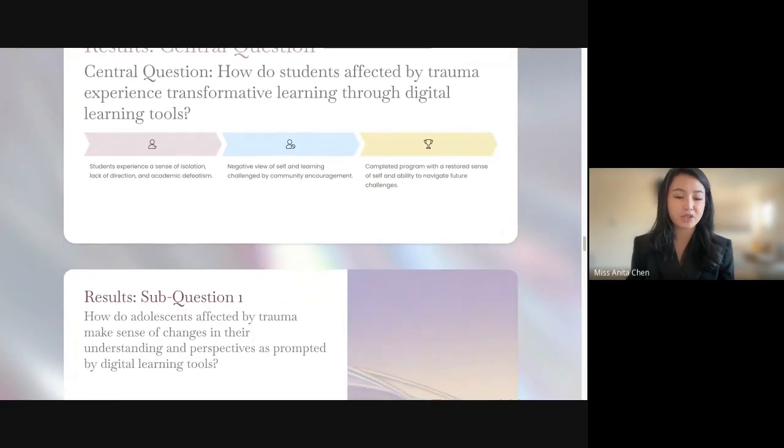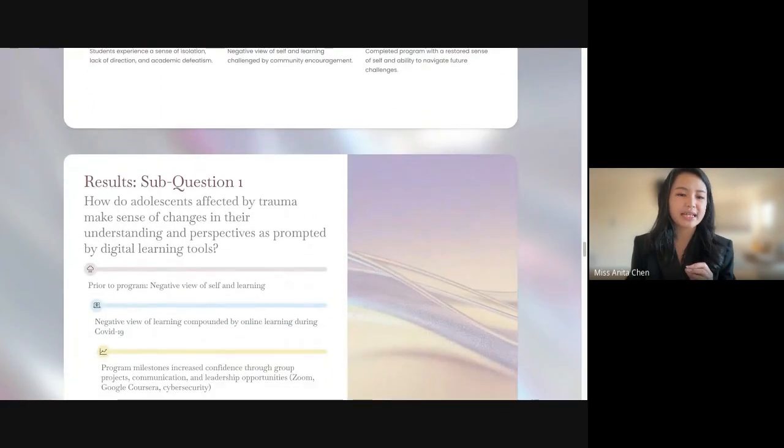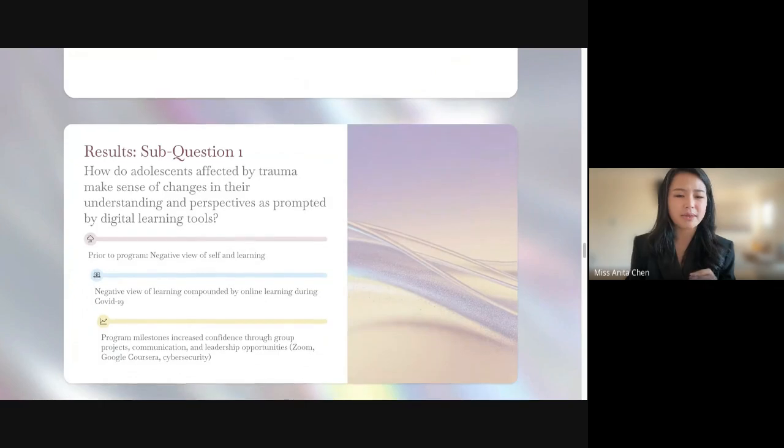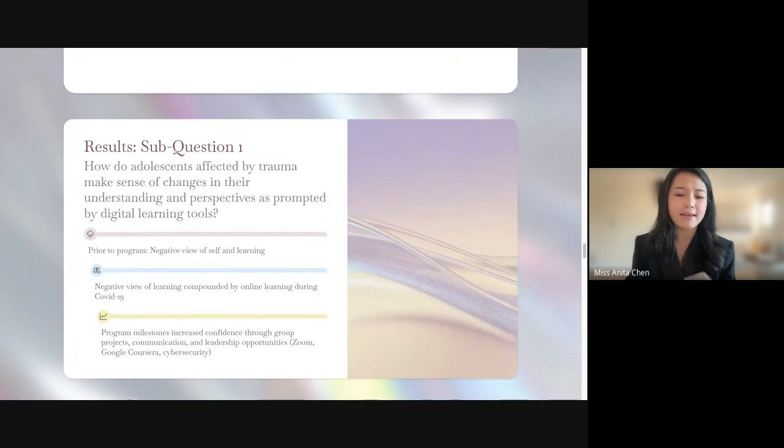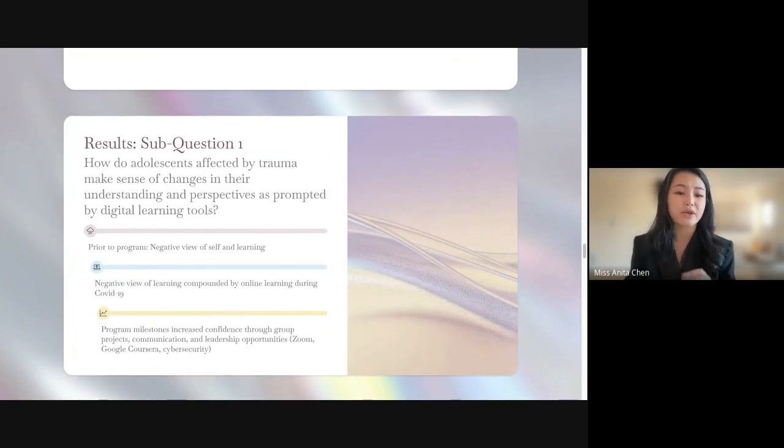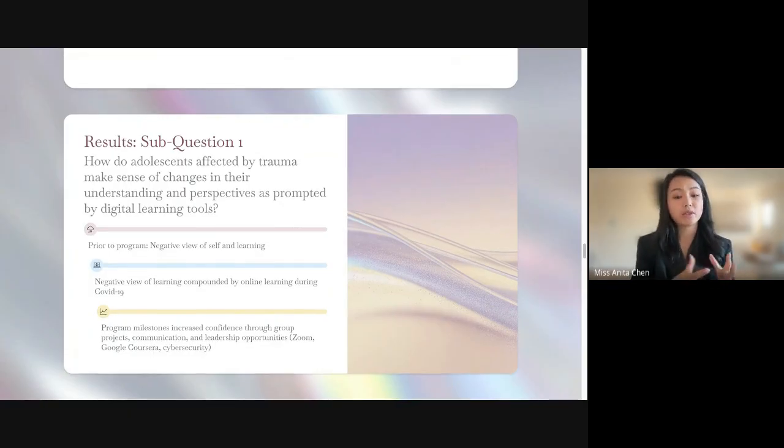Let's break this down into 3 sub-questions. First, how do adolescents affected by trauma make sense of changes in their understanding and perspectives as prompted by digital learning tools? Prior to the program, we saw that students had very negative views of themselves. They would say things like, I'm just not good at school, or I thought I was dumb. And they also had negative views of learning, like, I just thought school wasn't for me, or I just couldn't do that type of thing.